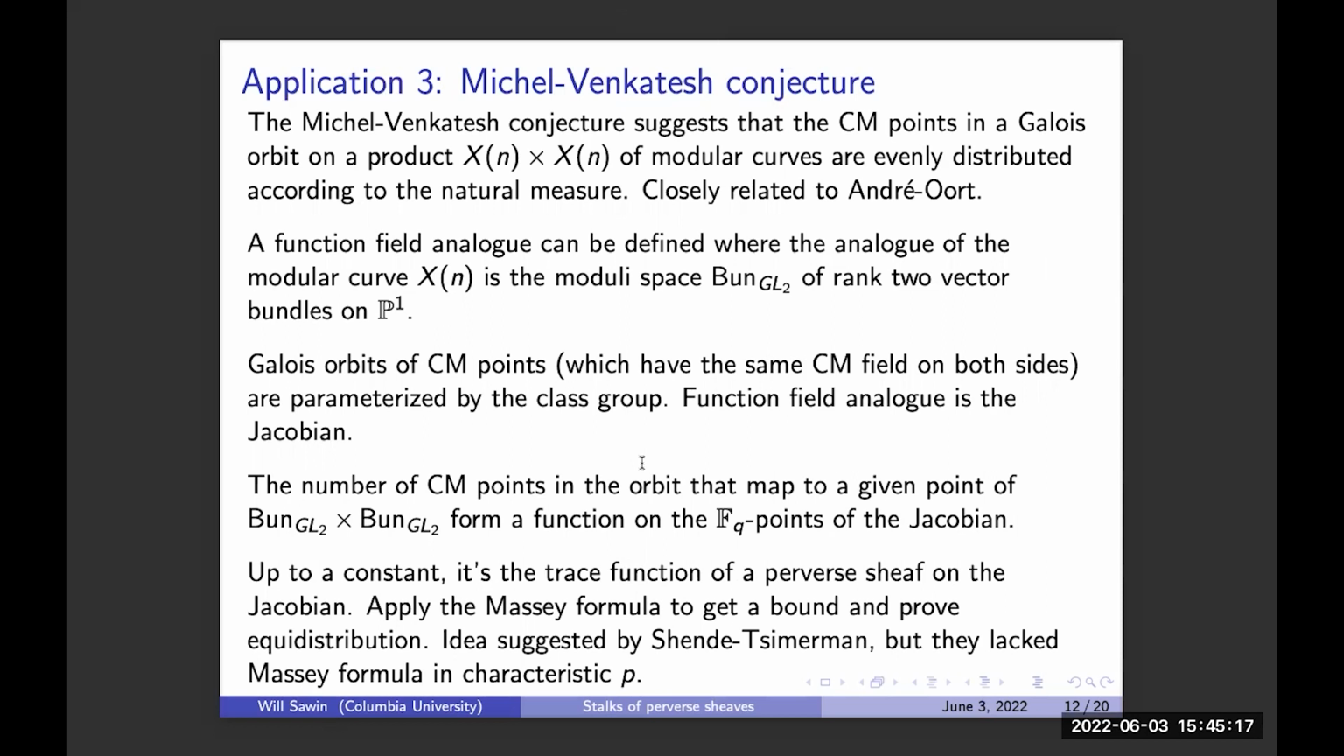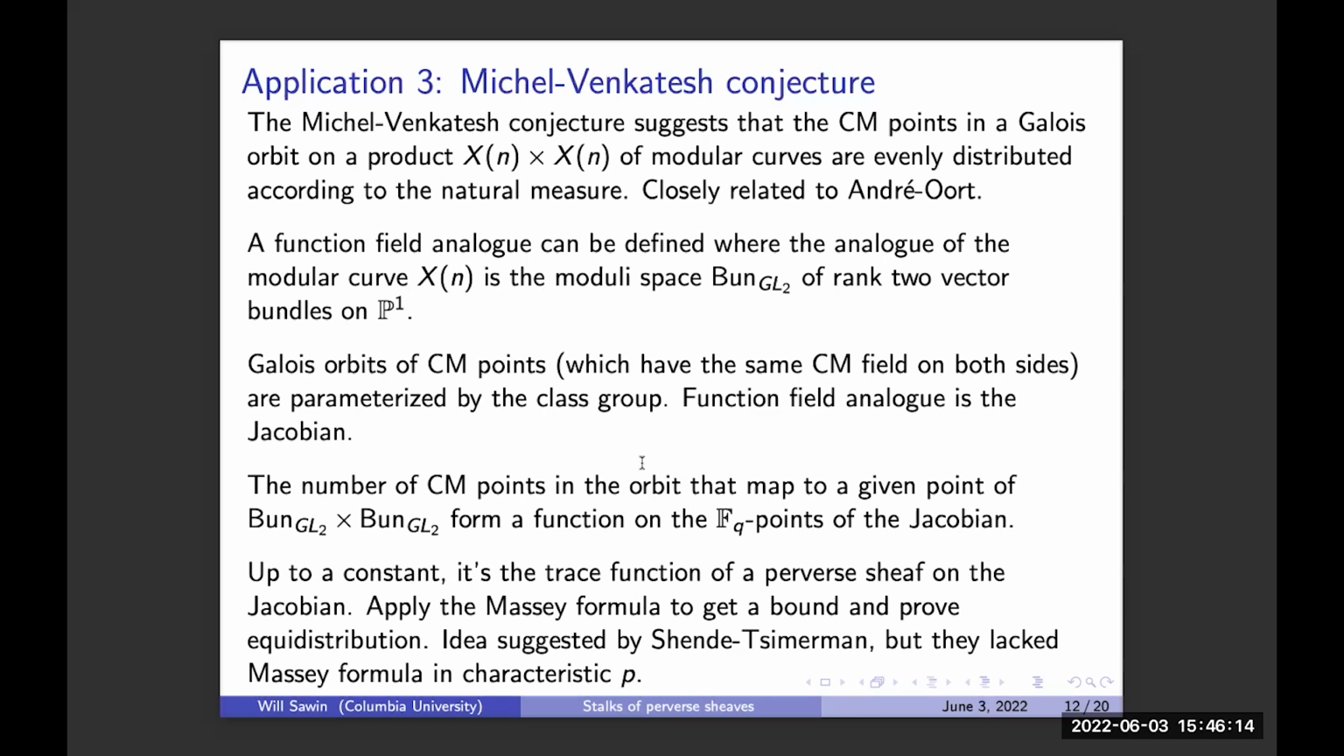So the third application I want to talk about has to do with the conjecture of Michel-Venkatesh, which has to do with CM points in a product of two modular curves, say X(n) times X(n). If you look at one CM point and its Galois orbit, the conjecture is this should be evenly distributed in the product of modular curves as the number of points in the orbit goes to infinity, ignoring some subtleties. So as the number of points gets larger and larger, the proportion of them in any region should match the volume of that region according to the natural uniform measure on the modular curve.